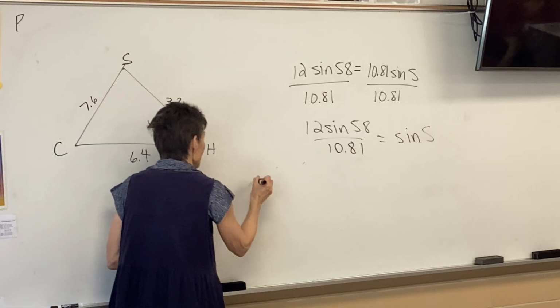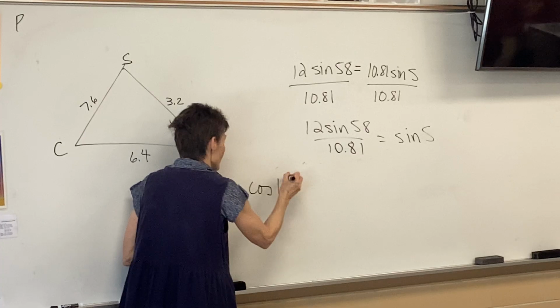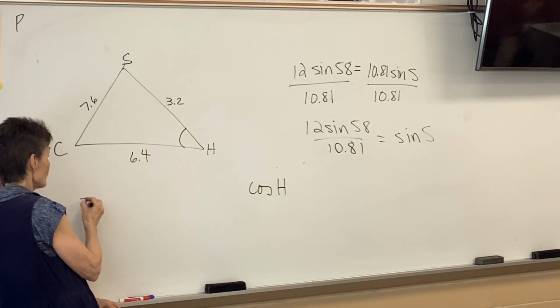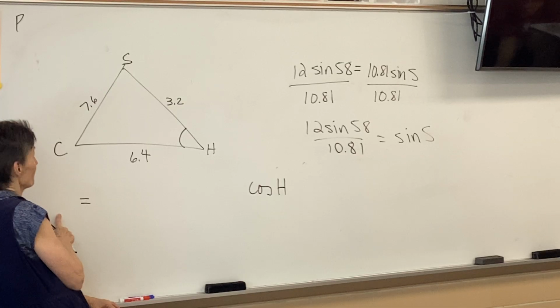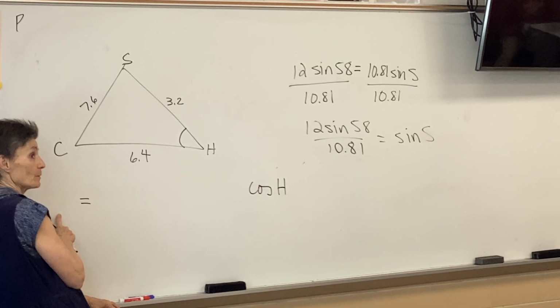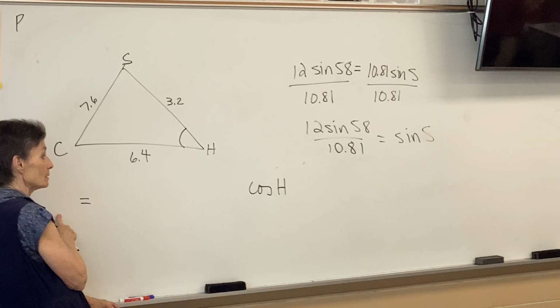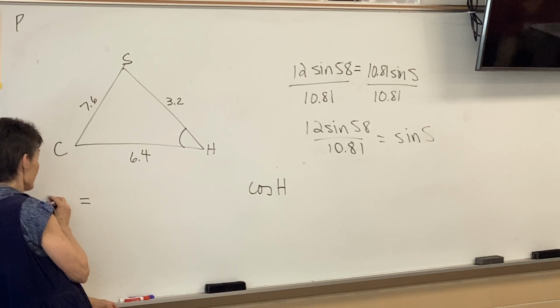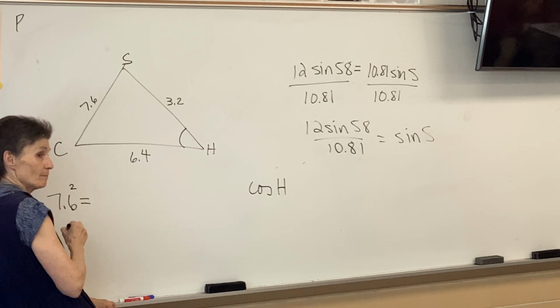So on this end of the problem goes cosine H. And what goes on this end of the problem? H squared, right? Well, but I got numbers this time. Is it going to be 7.6 squared?